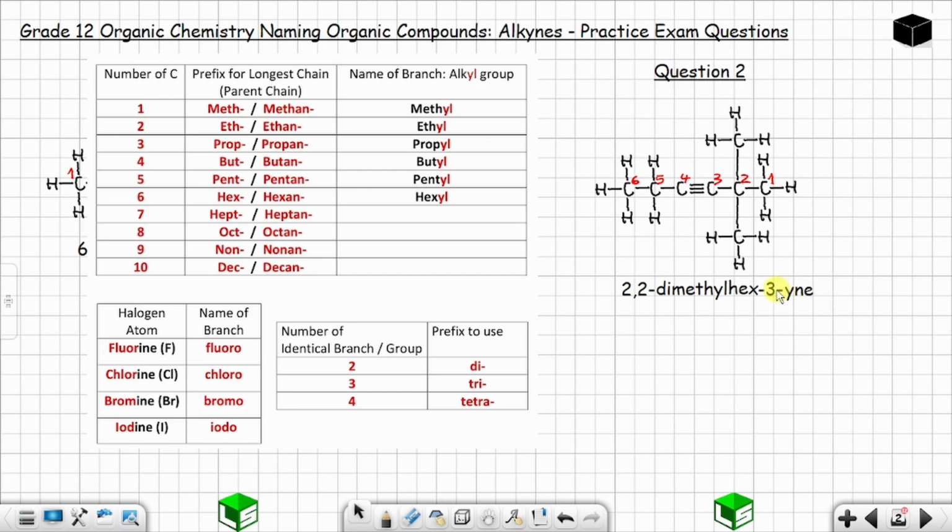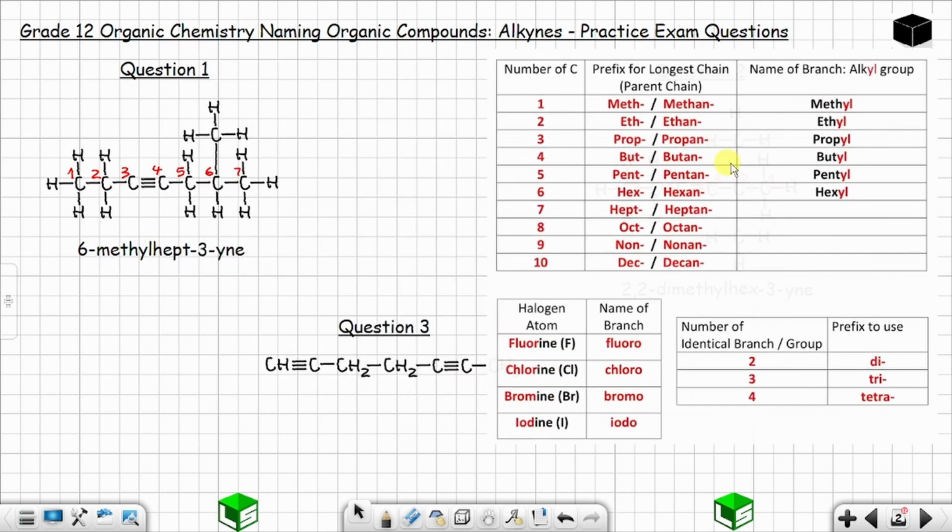Okay. Always make sure that you have a hyphen between a number and the letter. Always a hyphen between a number and the letter. So this is how you name an organic compound like this one that you have in front of you. And remember, the numbers are telling you that on carbon number 2, you have a methyl group. And again, on carbon number 2, you have another methyl group. And on carbon number 3, you have a triple bond because this is an alkyne, right?